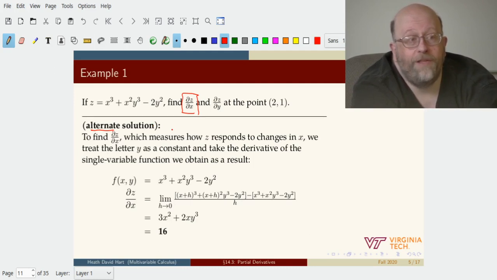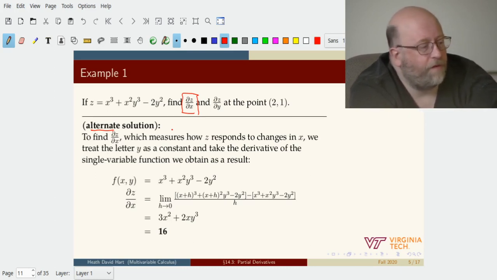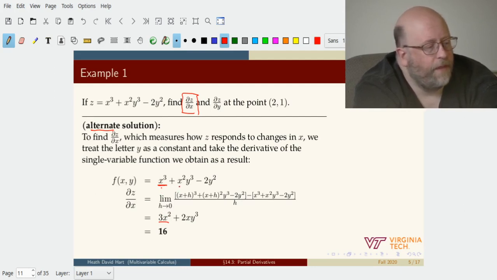So treat this as if y was not a variable. Treat this as if y was a constant. And tell me how you take the derivative. So for this term, x cubed, the derivative of x cubed is 3x squared. That is a single variable function, so it's got the ordinary single variable derivative. Here we have x squared y cubed.